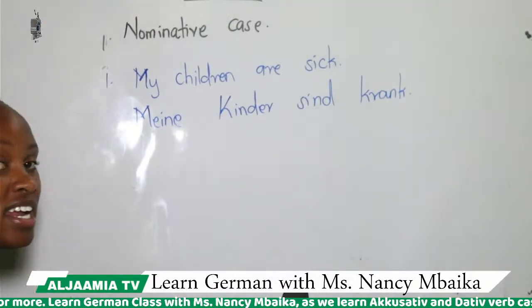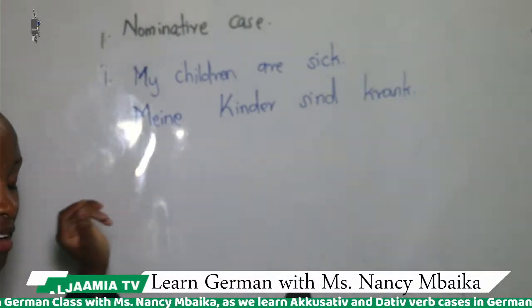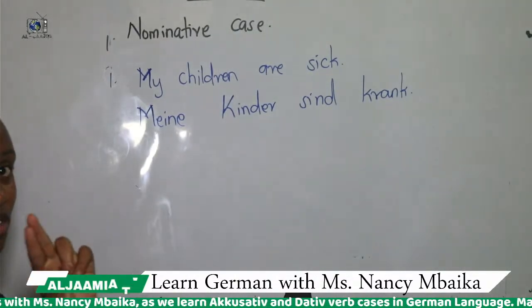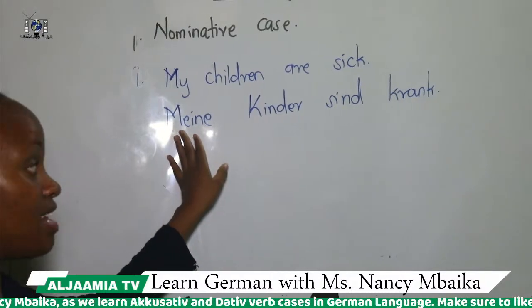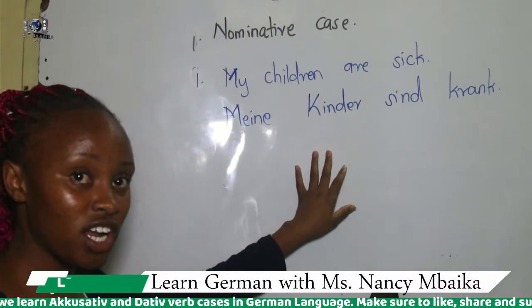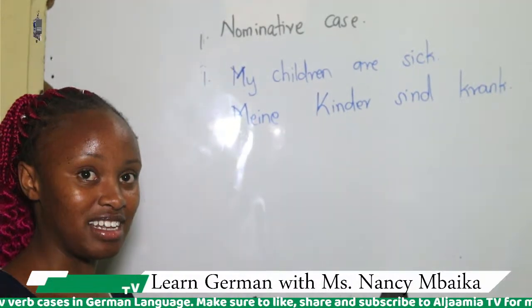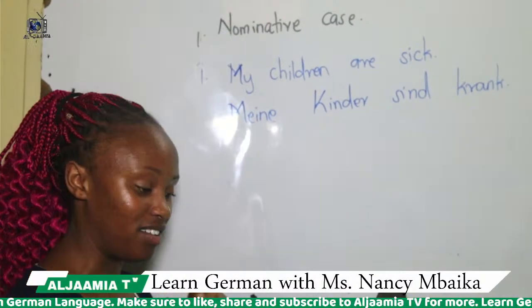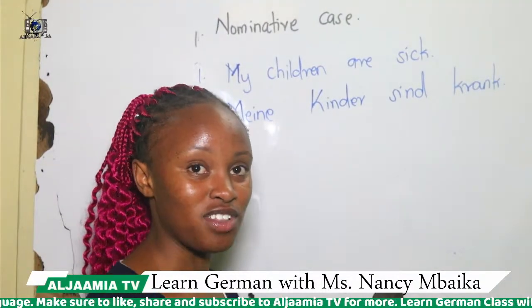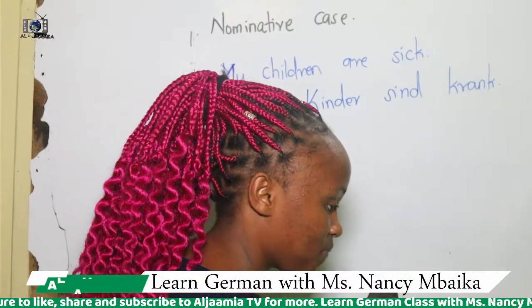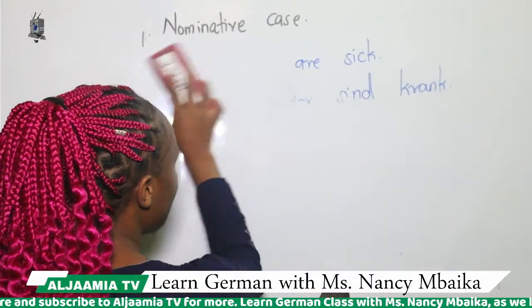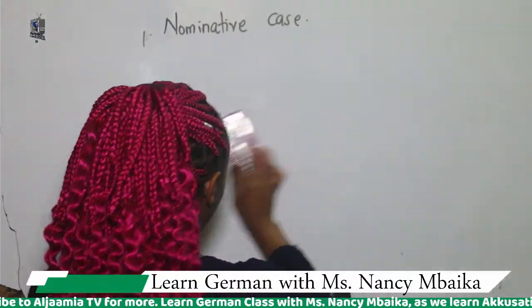So that is the nominative case. Pay attention to the rules that I gave, only those 2 rules. If the noun is at the subject position, and the second one, if the noun is the only noun in that sentence, we don't have the second noun. So let us now dive into the accusative case. The accusative case is the easiest case ever.